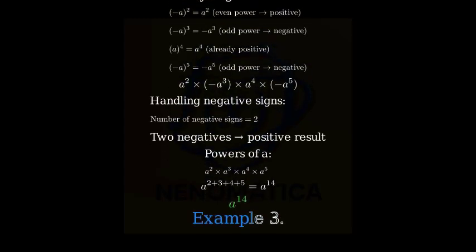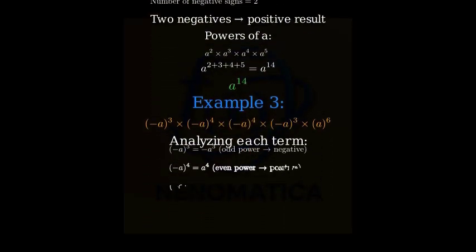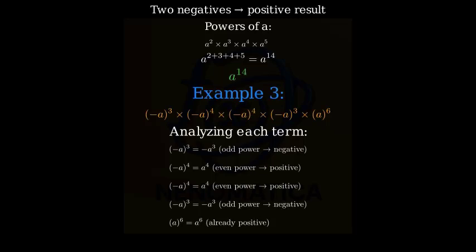We'll simplify the expression negative a cubed times negative a to the fourth power times negative a to the fourth power times negative a cubed times a to the sixth power. Let's start by analyzing each term as we did before. For negative a cubed, since the exponent is odd, the result remains negative. For negative a to the fourth power, the exponent is even, so the result is positive, which is just a to the fourth. We have another negative a to the fourth, which is also a to the fourth. Then we have negative a cubed, which is negative since the exponent is odd. And finally, a to the sixth power remains as is.